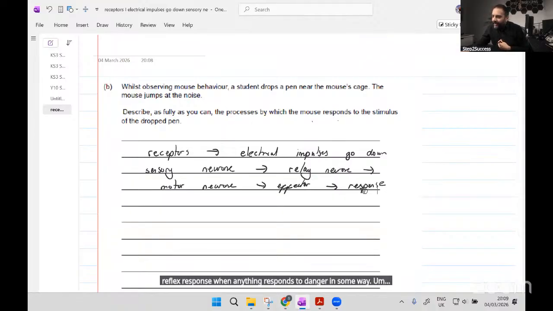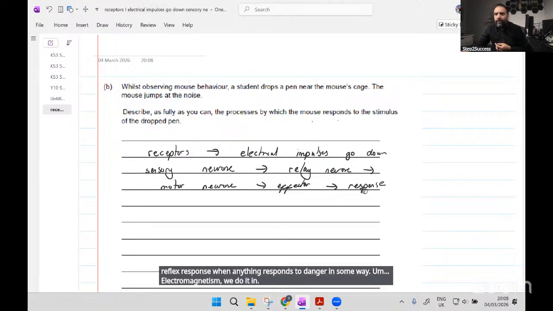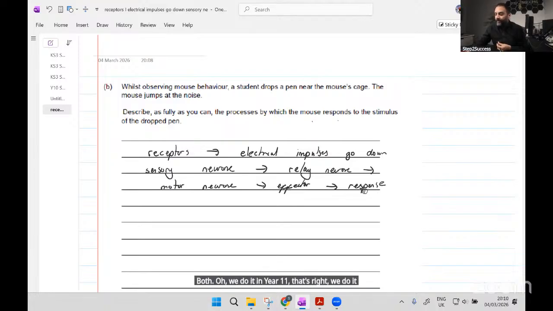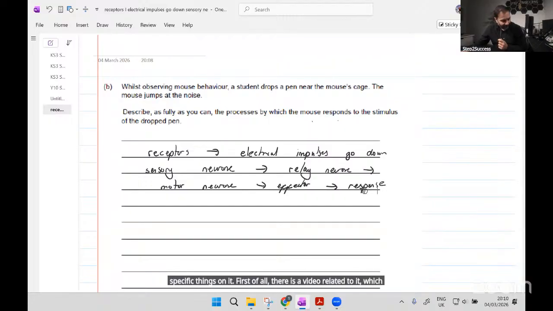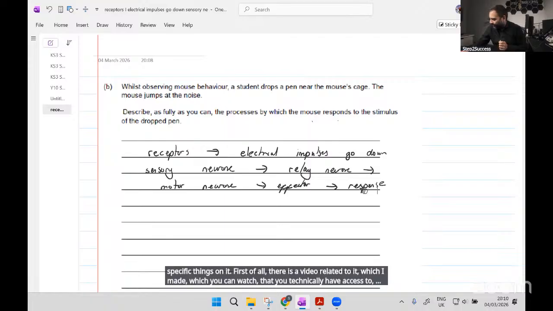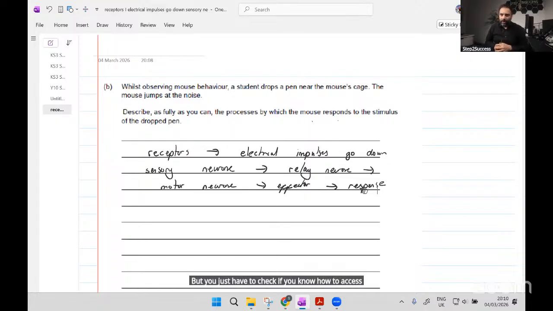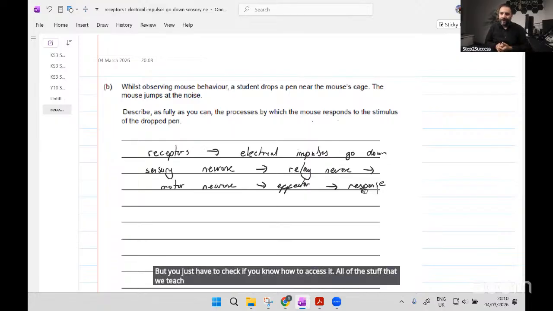Electromagnetism, we do it in year 11. That's right. Specifically twice actually because it's quite complicated. So electromagnetism we do at the beginning of year 11. That's when we actually have it allocated. But if you need specific things on it, first of all, there is a video related to it, which I made, which you can watch. You technically have access to it, but you have to ask me if you don't. So you can read up on it or watch stuff on it as to what would happen in that lesson. In theory, all of you do have access to all of the stuff that we teach across the GCSE years, but you just have to check if you know how to access it. So yes, that's the answer to your question specifically.